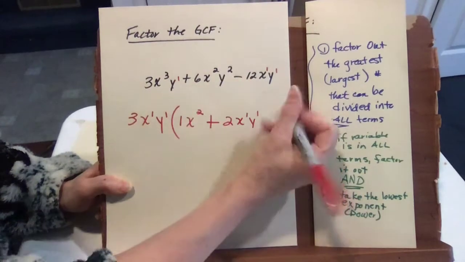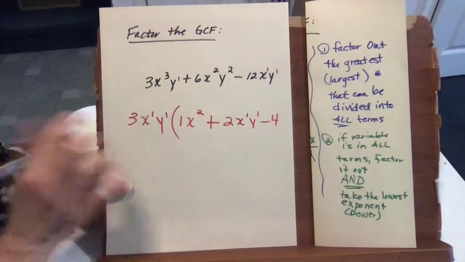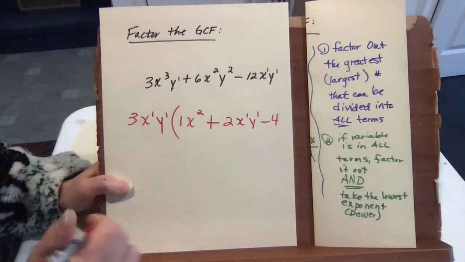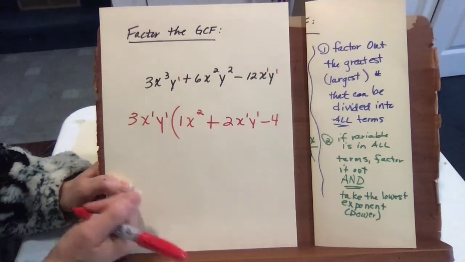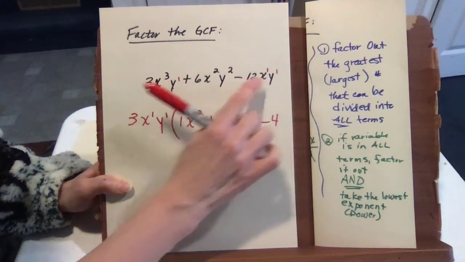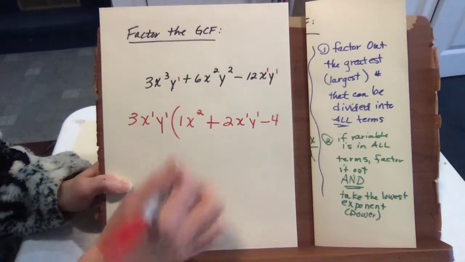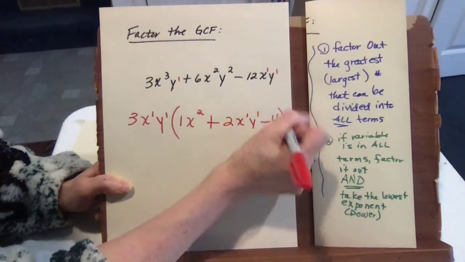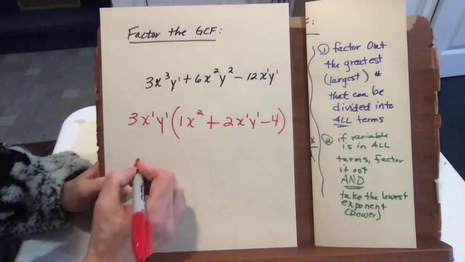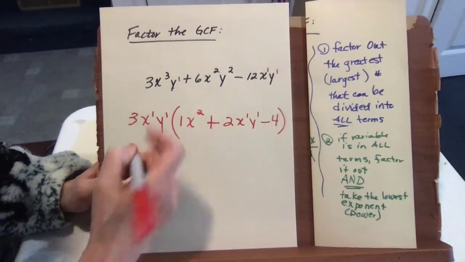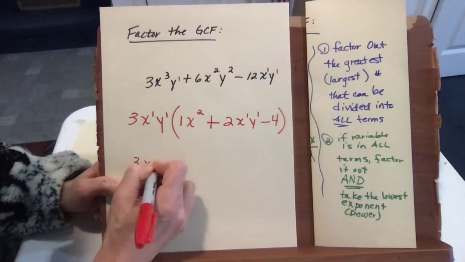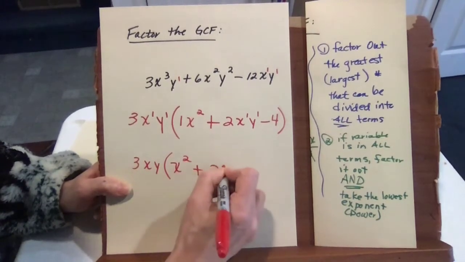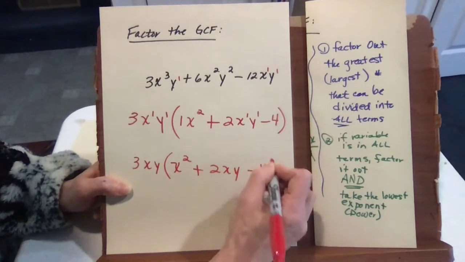3 divided into 12 is 4. 1 power of x from 1 power of x is 0 power. Anything to 0 power is 1, so 4 times 1 is still 4. Or you could look at it as x divided by x is still 1. Y divided by y is 1, so 4 times 1 is still 4, and we leave it like that. So if we want to rewrite it without all these 1 powers, we could also say it's 3xy times the quantity of x squared plus 2xy minus 4.